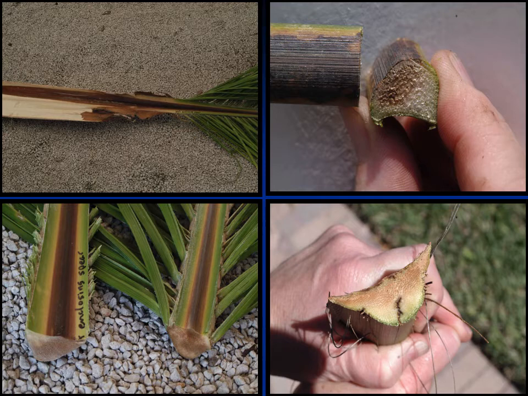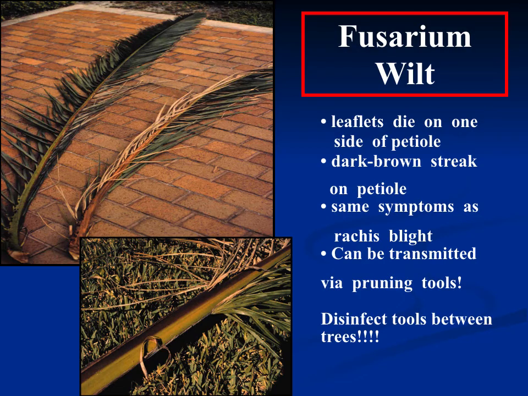And here is that same stem in the lower right-hand photograph. Again, you can see the discoloration. The unaffected tissue is still a fairly creamy white or yellowish white color. Here you can see the leaflets start dying on one side of the petiole. That corresponds with the dark brown streak.